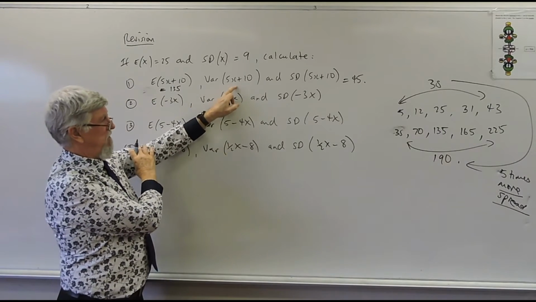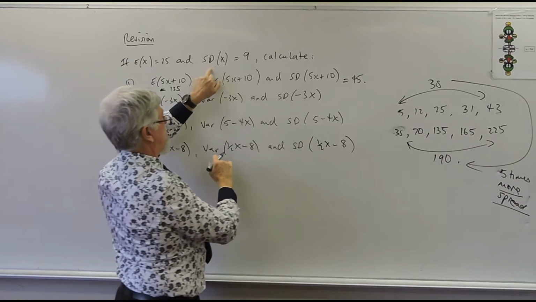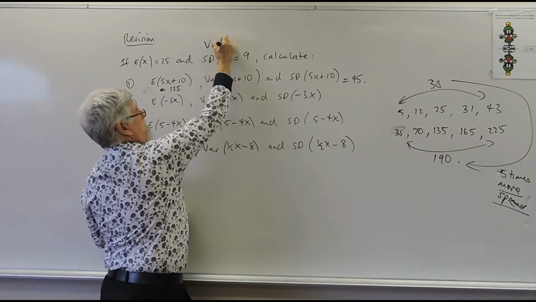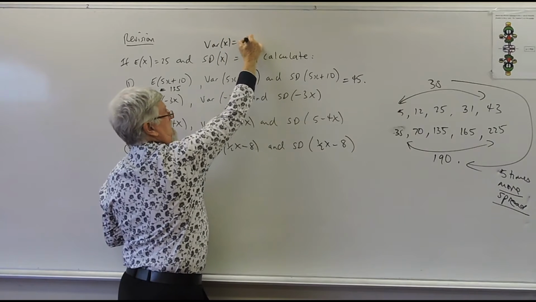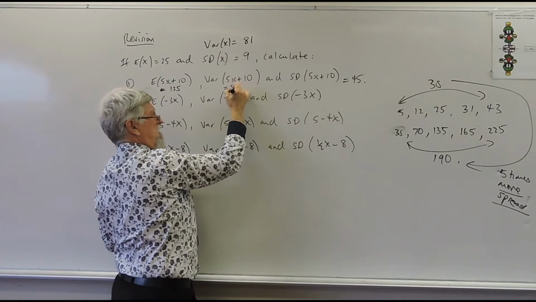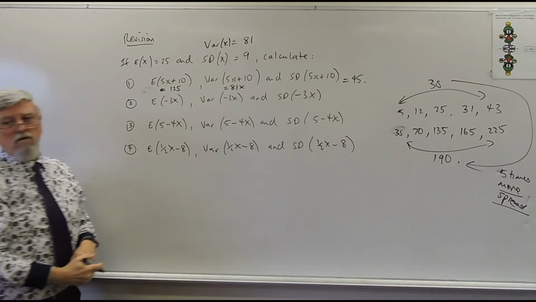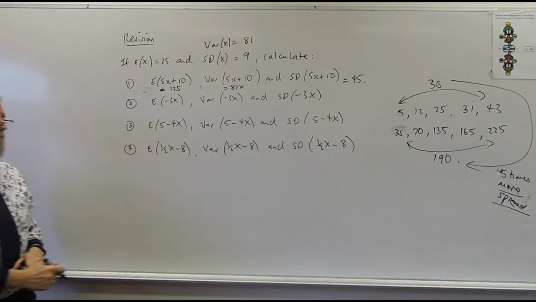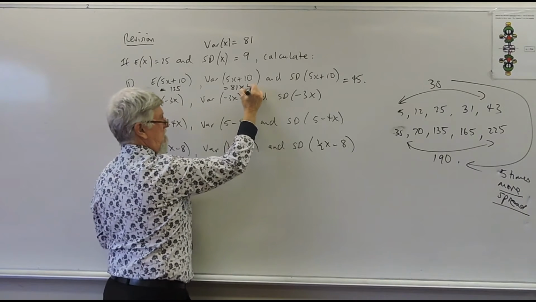So what do we times this by? The standard deviation of that was 9. So the variance of that would be? 81. So the variance of this would be 81 times by what? 5. Not 5. 10. Not 10. Oh, 25. 5 squared. Yeah.